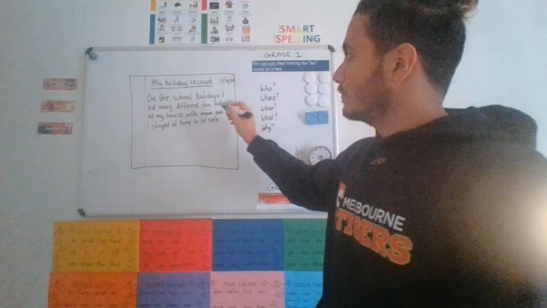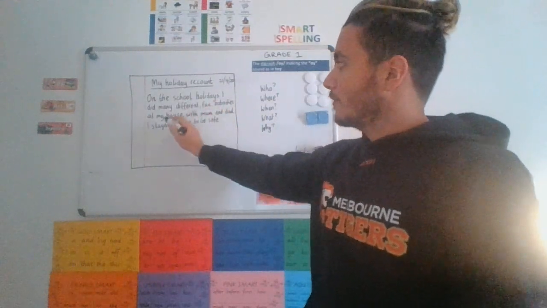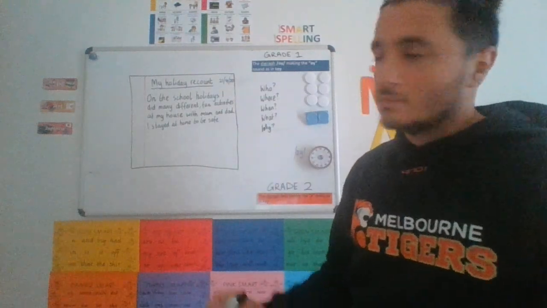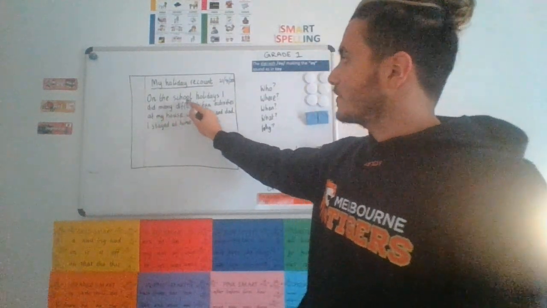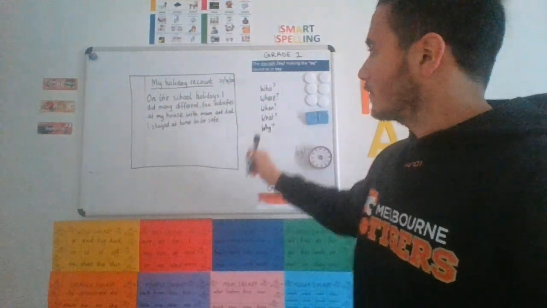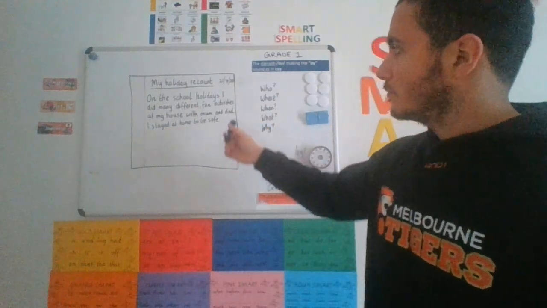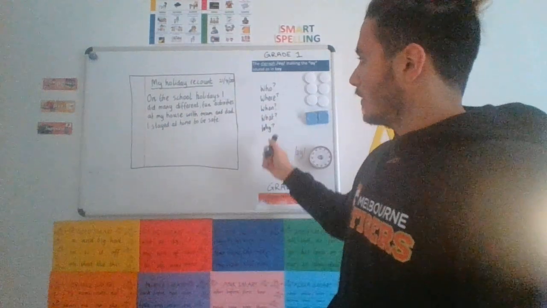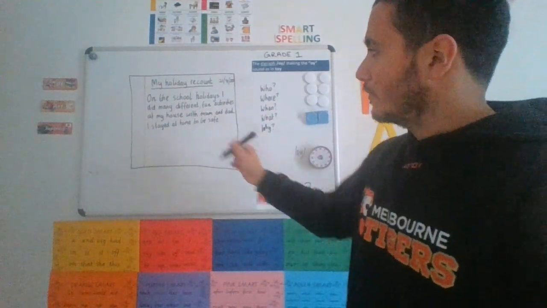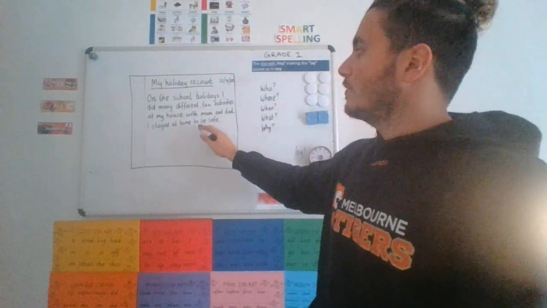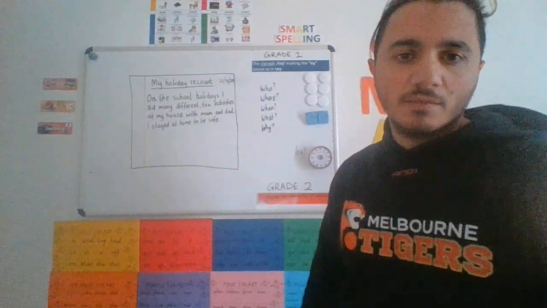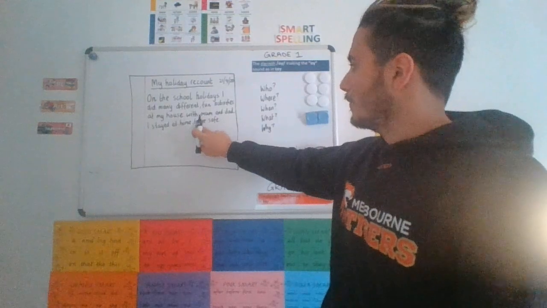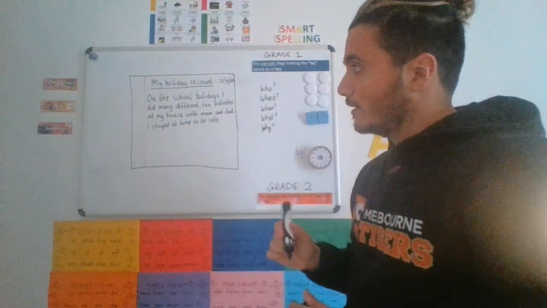Where was it? At my house. When was it? On the school holidays. What was it? Fun activities. That's what it was. And why? We stayed at home to be safe. That's why we did the activities at home and had our school holidays at home. Okay, so that's just my orientation.